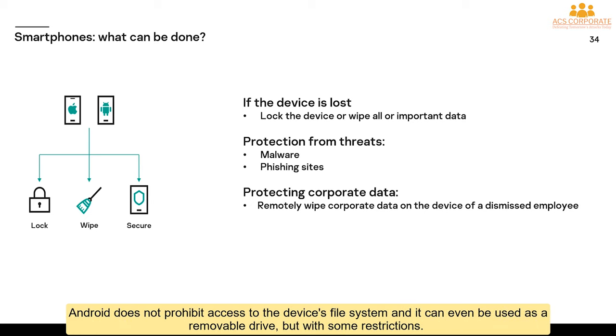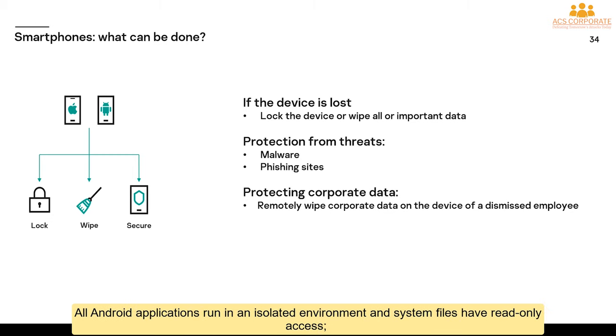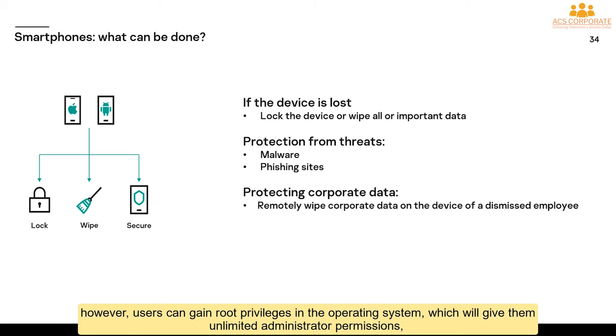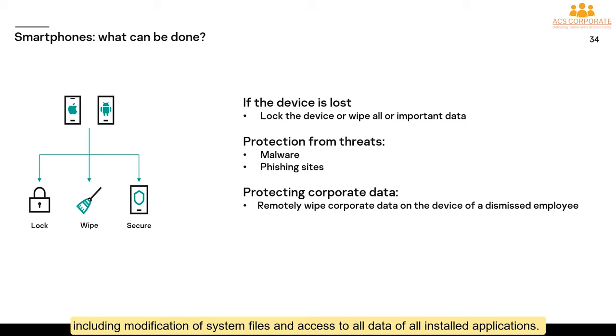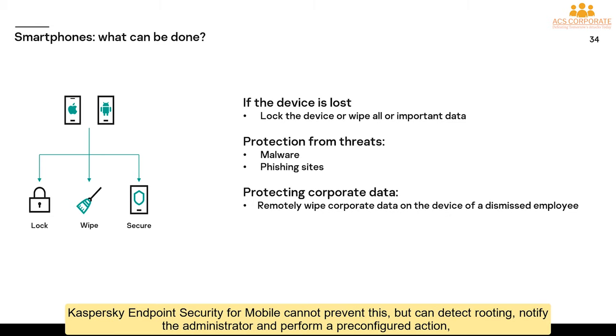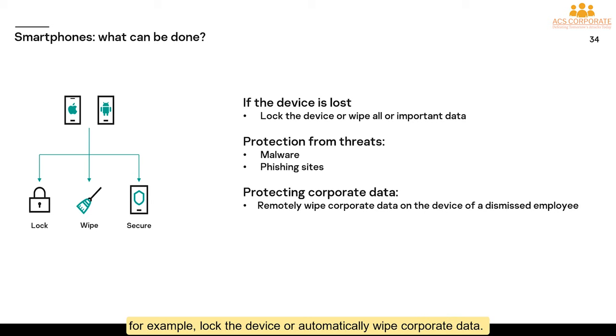Android does not prohibit access to the device's file system and it can even be used as a removable drive, but with some restrictions. All Android applications run in an isolated environment and system files have read-only access. However, users can gain root privileges in the operating system, which will give them unlimited administrator permissions, including modification of system files and access to all data of all installed applications. Kaspersky Endpoint Security for Mobile cannot prevent this, but can detect rooting, notify the administrator and perform a pre-configured action, for example, lock the device or automatically wipe corporate data.